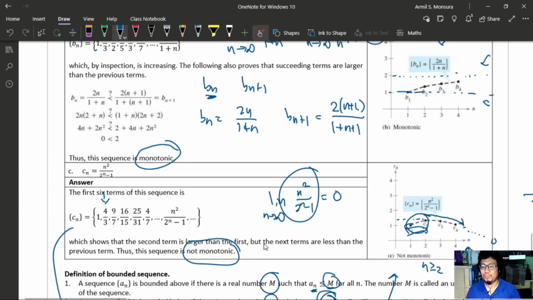So that finishes up our discussion on sequences. We will proceed with the next lesson on series.